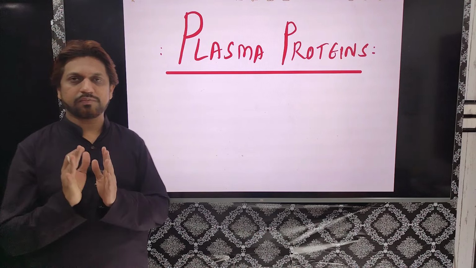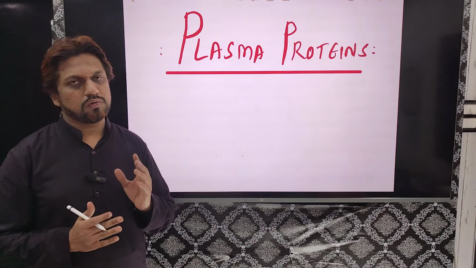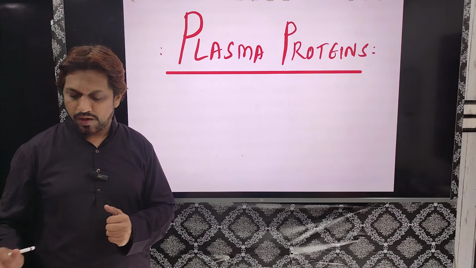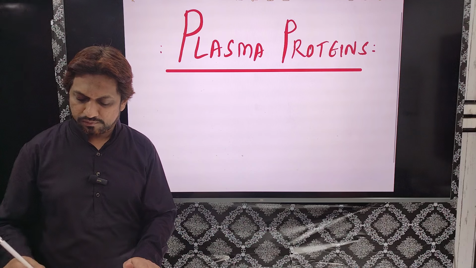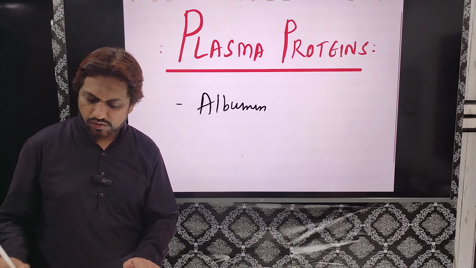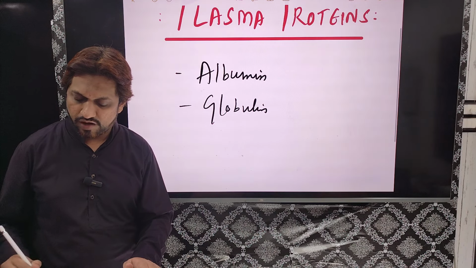As you know, plasma proteins basically are the proteins which are present in the plasma. About 100 such proteins have been identified till date, but the most important or the major plasma proteins are albumin, globulin, and fibrinogen.